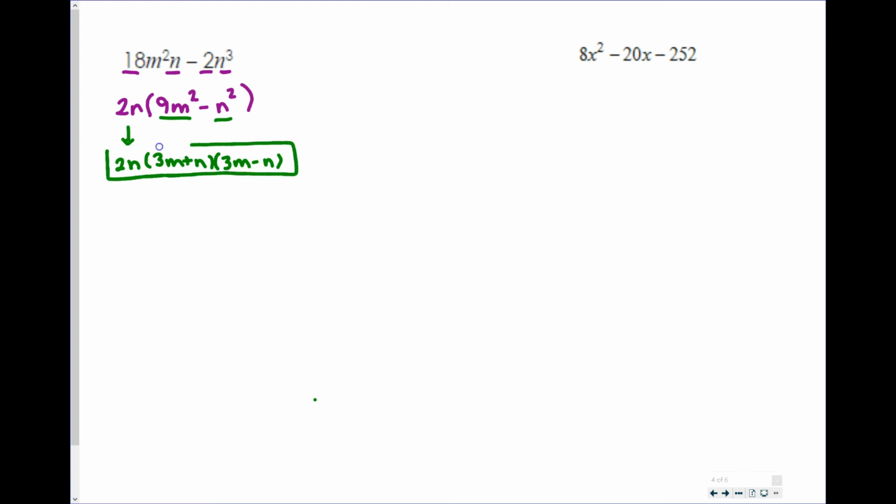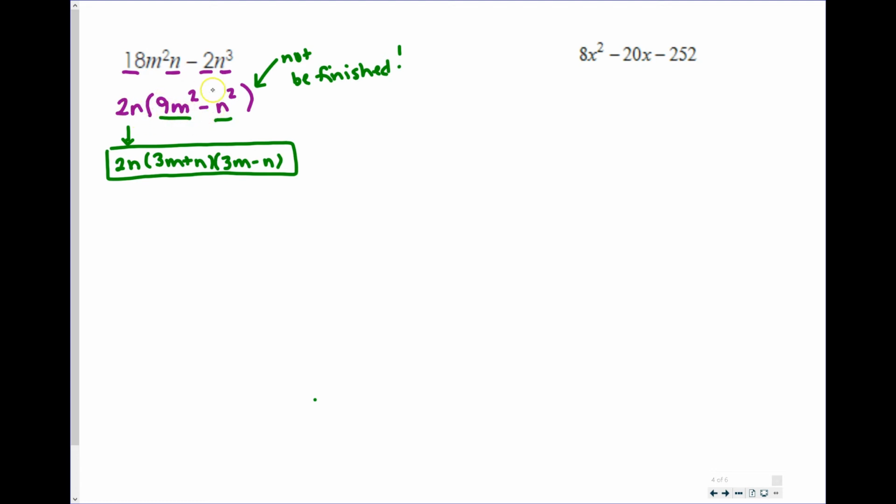So we really have to be able to recognize those perfect squares, because if you guys just put that thing, it would not be finished, and I would count it wrong. Okay? That's why the directions say factor completely. This is factored, you're right.